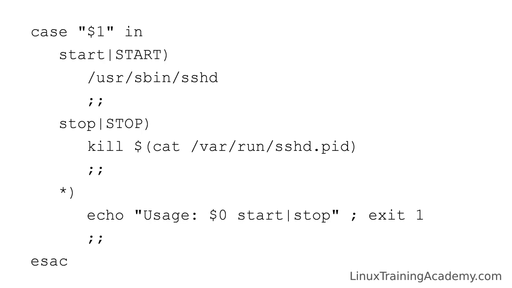This is yet another slightly modified version of the same case statement. This time you might notice that a pipe was used. You can use the pipe as an OR. So if $1 is equal to start in all lowercase or START in all uppercase, the sshd command is executed. We did the same thing with stop. And, like the previous example, the wildcard will act as a catch-all and match anything else.